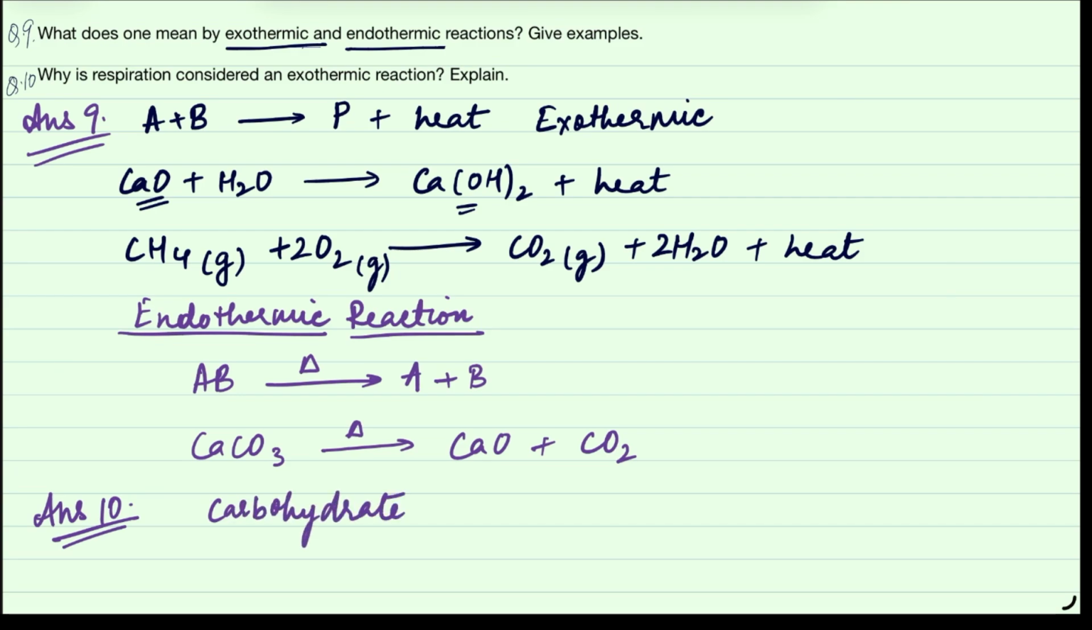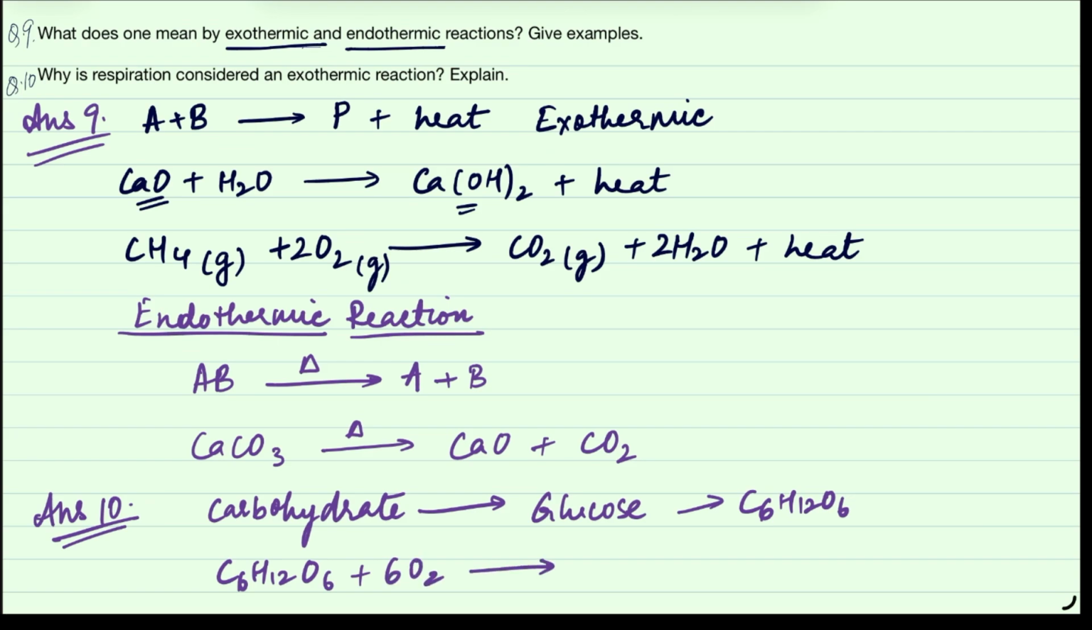Now carbohydrate breaks down into glucose. Now this glucose, the formula for glucose is C6H12O6. This glucose reacts with oxygen or combines with oxygen in the cell to form carbon dioxide and water, and during this process heat energy is given out.